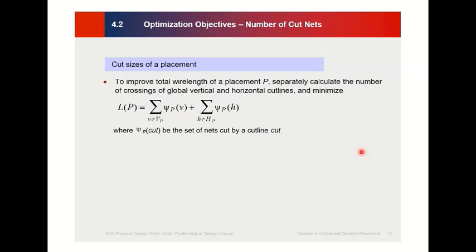So how do we measure the number of cuts so that the algorithm will try to minimize? So we can split into two. One is vertical cuts, and the other one, of course, is horizontal cuts. So the total number of cuts is the summation of all the vertical cuts and all the horizontal cuts.